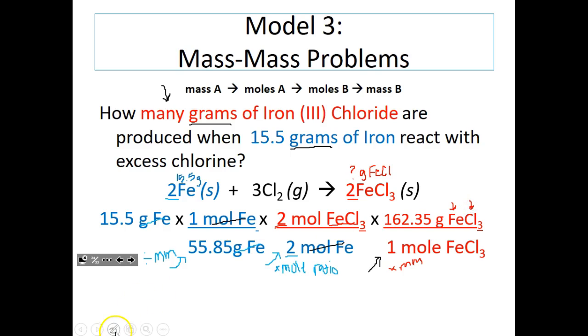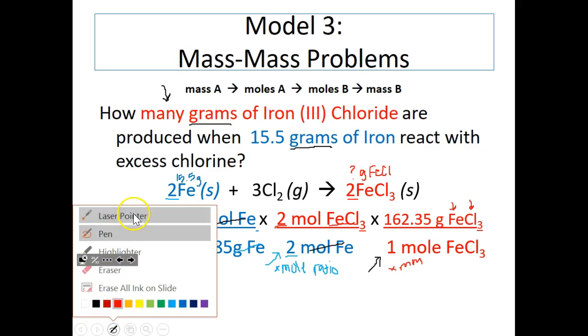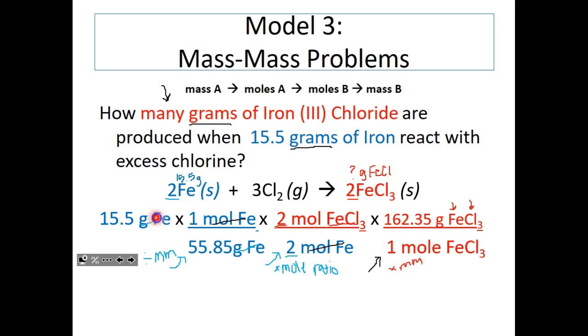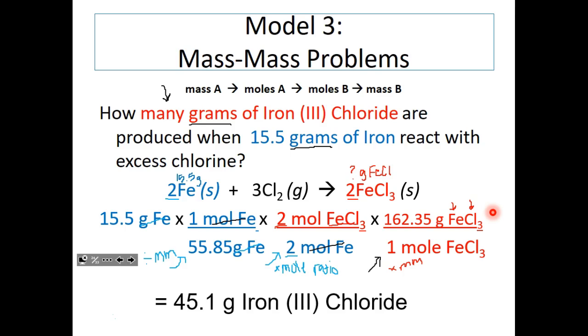So then we're going to go ahead and do the math here, right? So we do the math, we're going to multiply by whatever's on the top, divide by what's on the bottom. So in your calculator, if you've got that out, please go ahead and type in 15.5 divided by 55.85 times 1, right? 2 over 2 is 1, times 162.35. So go ahead and pause and do that math. And you should end up with a mass of 45.1. Got 3 sig figs there, 45.1 grams of iron 3 chloride.